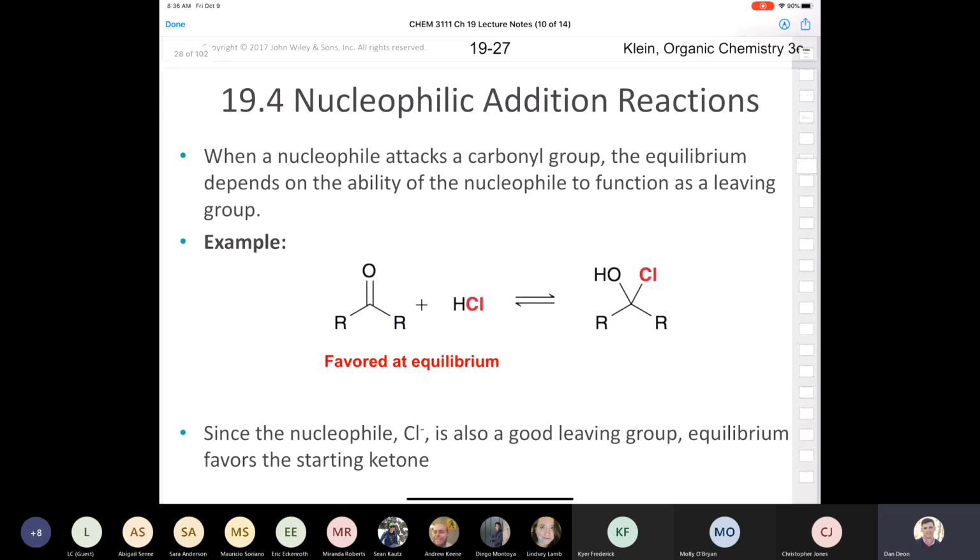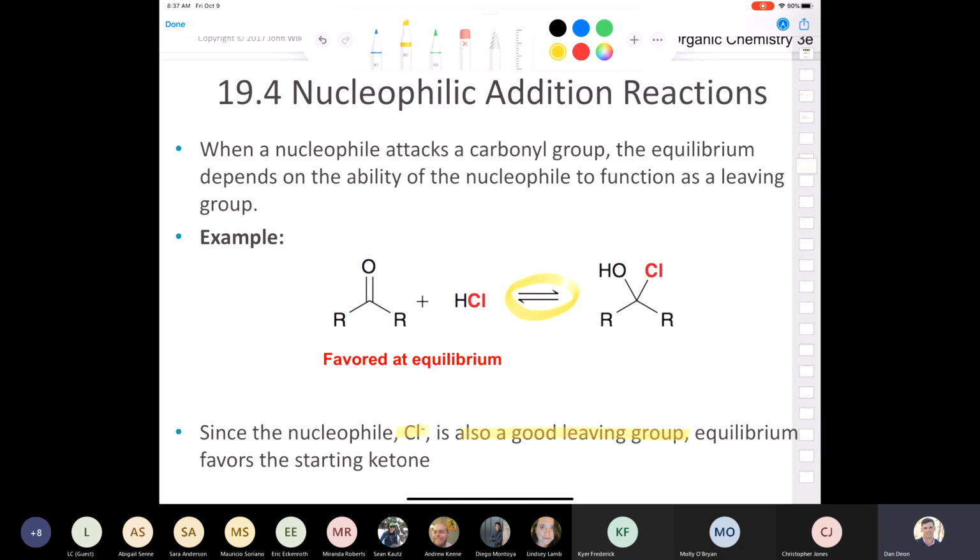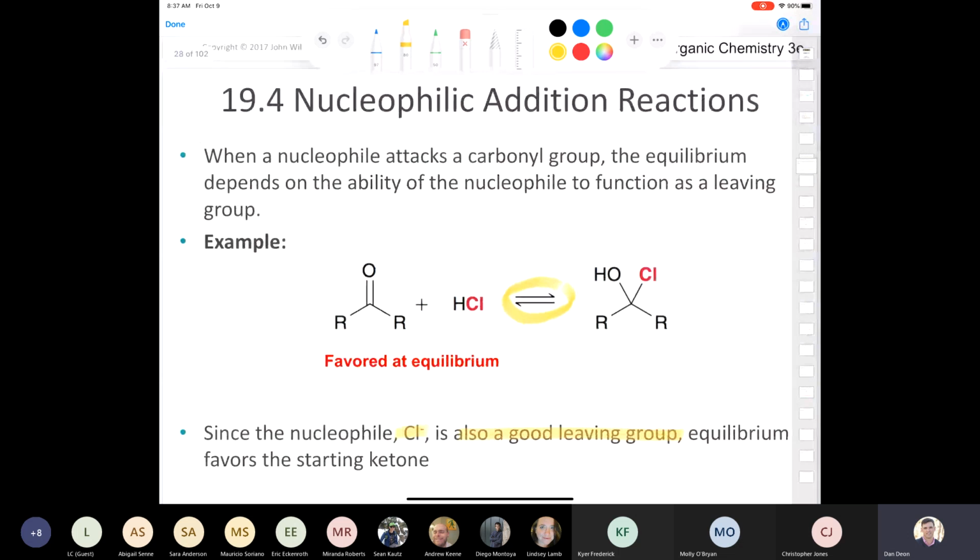When a nucleophile attacks a carbonyl group, though, the equilibrium of what's going to happen depends on the ability of the nucleophile to function as a leaving group. Now, if we were to use HCl, HCl is an acid, absolutely. HCl can protonate a carbonyl, no doubt about that either. But if the chloride comes in and attacks as a nucleophile, that can happen, but what else do we know about chlorides? Chloride is also a good leaving group. Not just a good nucleophile, it's a good leaving group. And so the equilibrium in this case is actually going to favor the starting material. It's actually going to favor the starting ketone. So this isn't going to be a very useful reaction.